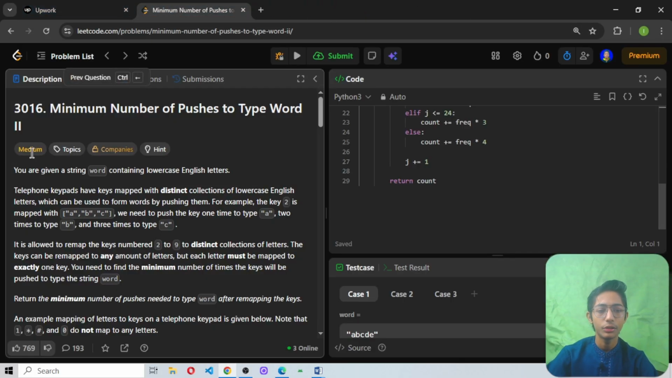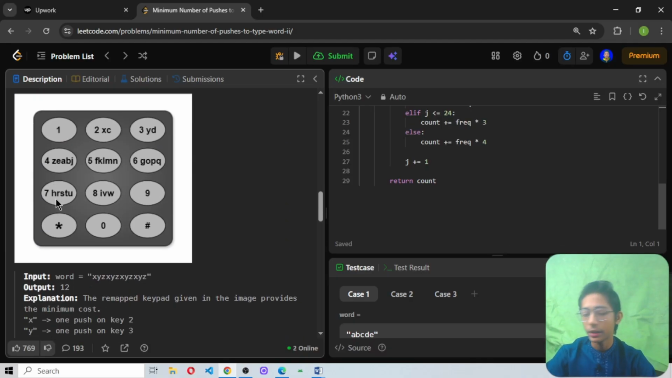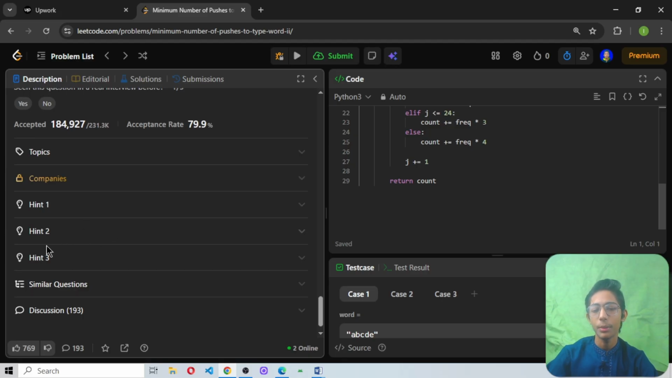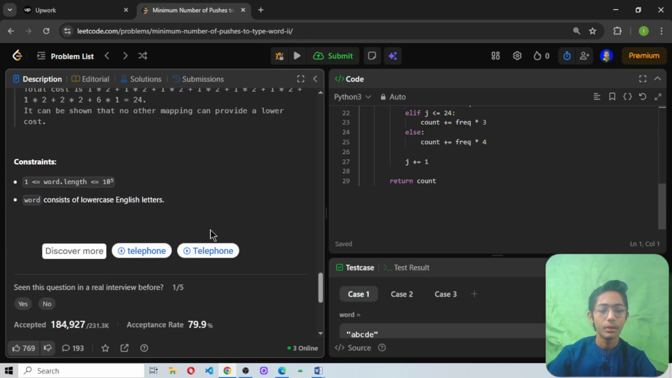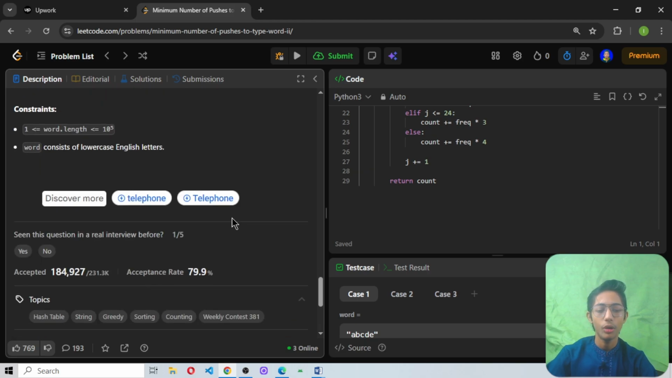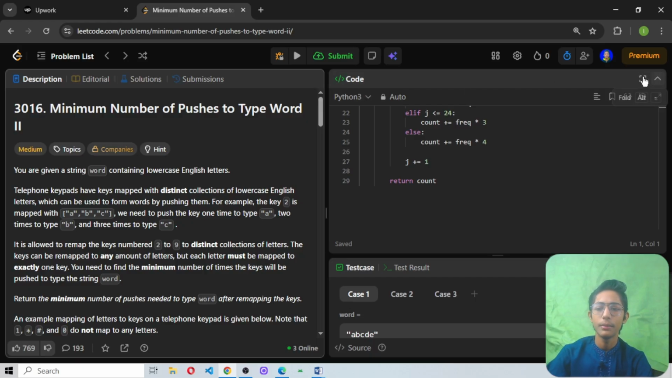So here is our LeetCode website, and we are solving our medium question. This question has 3 hints in total, but we don't see any hint. There are also topics included, like hash table, string, greedy, sorting, counting. These types of topics are also there, but we don't see any topics. Okay, let me solve it.